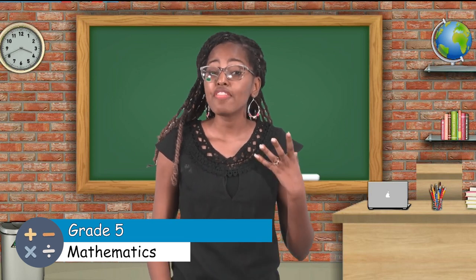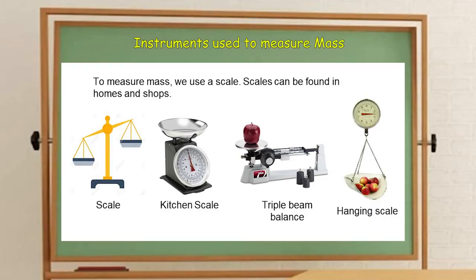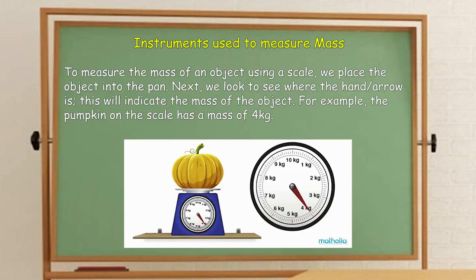How do we know the mass of an object? There are various instruments that can be used to measure the mass of an object, namely scales. Scales can be found in our home and shops. There is the balance scale. There's also the kitchen scale, the triple beam balance, and the hanging scale. To measure the mass of an object using a scale, we place the object into a pan. Next, we look to see where the hand or arrow is. This will indicate the mass of the object. For example, the pumpkin on the scale has a mass of 4 kilograms.